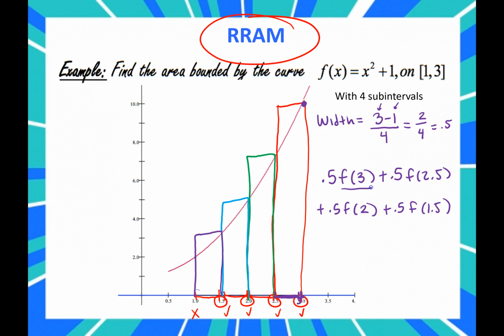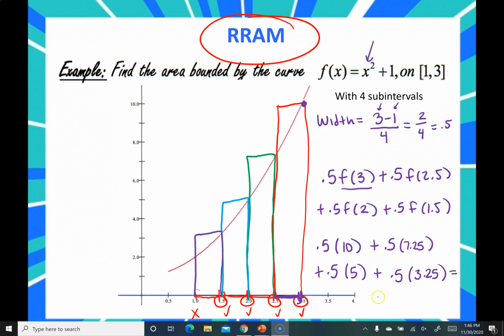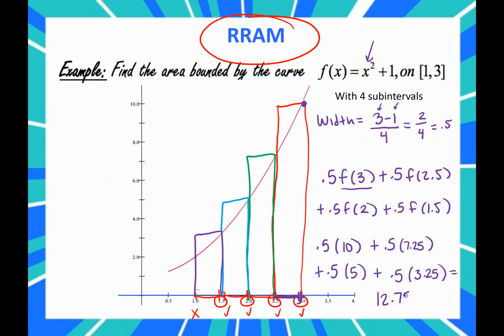And again, we know what f of 3 means. It means just plug 3 in here. So we're going to have 0.5 times 3 squared is 9 plus 1 is 10, plus 0.5 times f of 2.5. So 2.5 squared plus 1 is 7.25. Okay, plus 0.5 times f of 2 is 5, plus 0.5 times plugging in 1.5, 3.25. All right, what's our answer we get? I get 12.75 units squared.